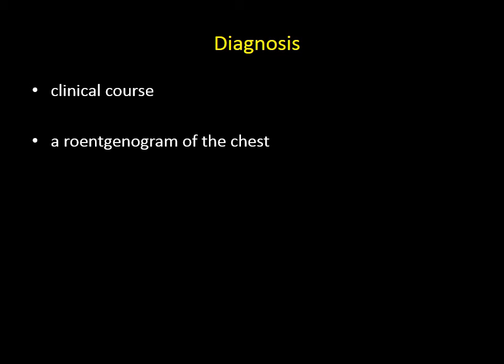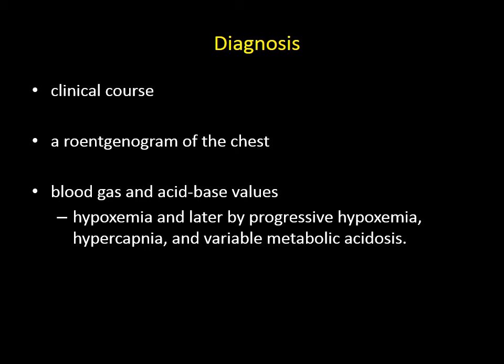Diagnosis is made by combining the age of gestation and clinical course and a chest radiograph. Blood gas and acid-base values may also help. It may show hypoxemia and later, progressive hypoxemia, hypercapnia due to atelectasis, and variable metabolic acidosis.